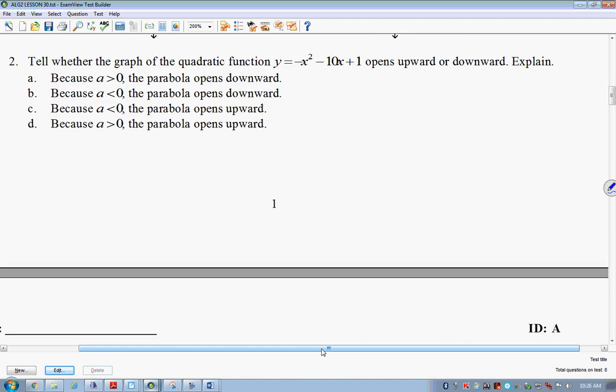All right. 2, tell whether the graph of the quadratic function y equals negative x squared minus 10x plus 1 opens upwards or downward. Does anybody know? Is that going to open up or down? Down. Why?